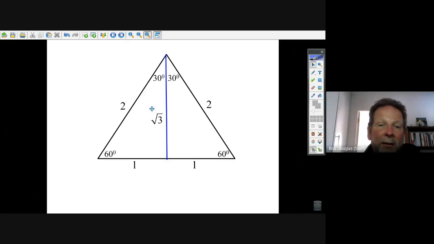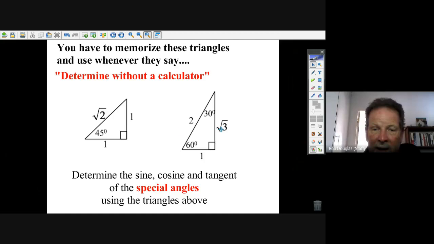Whenever they say without a calculator, and they ask you to figure anything to do with 30 or 90, this is 90 degrees here, because this is a perpendicular line. You sketch this triangle down so that it looks just like this. Now there's one other special triangle that's real important. It's a 45-degree triangle, and all you have to do is go 1 along, 1 up, and then by Pythagoras, the square root of 1 squared plus 1 squared, the square root of 2 goes on the long side. So there's your 2 special triangles.